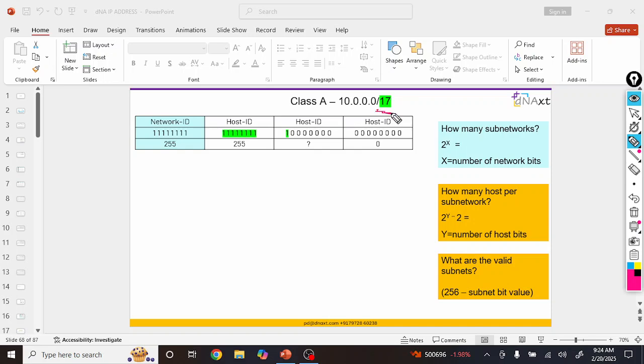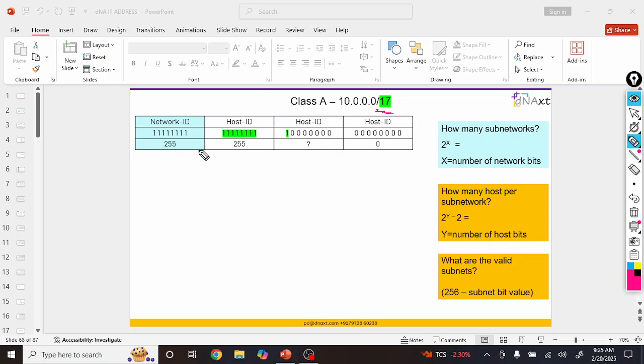We are discussing class A subnetting, and in today's session we are going to discuss slash 17. Slash 17 means there are 17 bits assigned to the network and the remaining 15 bits are of the host. So 15 host bits are there and 17 network bits are there, out of which 8 bits are the major network bits and 9 bits, highlighted with green, are subnet bits. So these 9 bits are subnet bits.